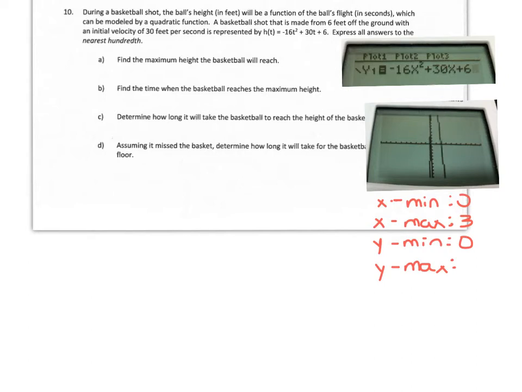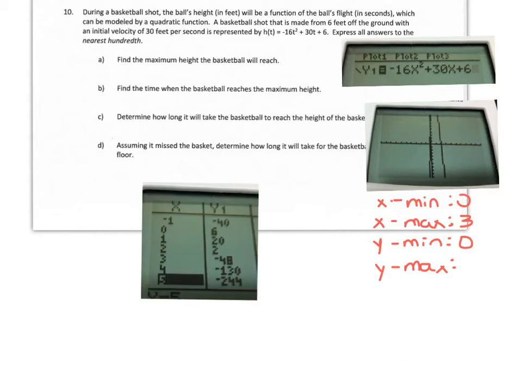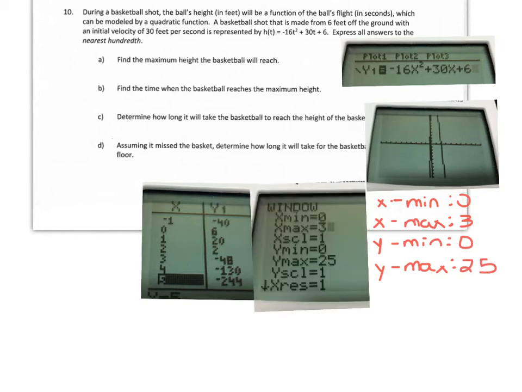So let me look at my table of values. It looks like the highest value this table shows is a height of 20, but it could go a little higher than that, since the table only shows the integer points. 20 is the highest that it hits, but it might go higher in between 0 and 1. So I'm going to go a little higher than 20. You can make it 25, you can make it 30. I'm going to make mine 25. I think that's going to work out. Okay, so I've just matched up my x min to 0, my x max to 3, my y min to 0, and my y max to 25. Okay, you hit the window button.